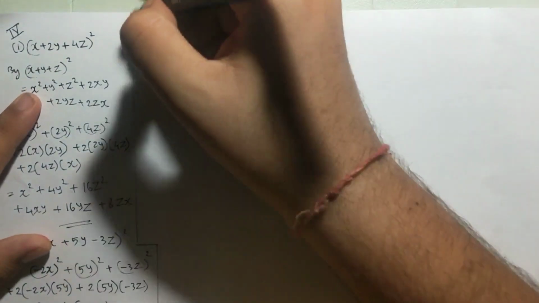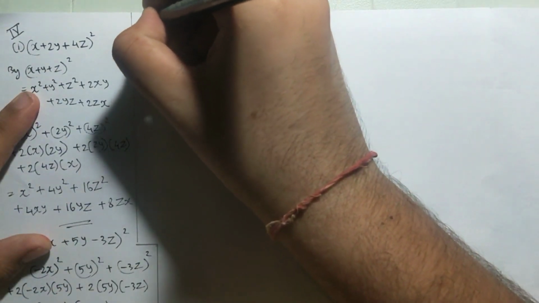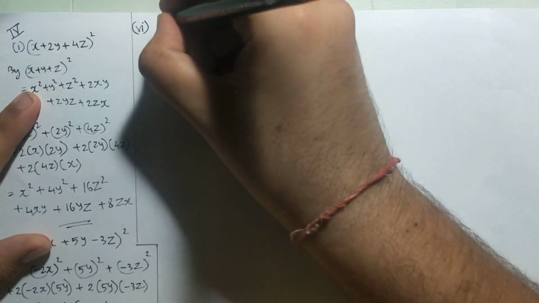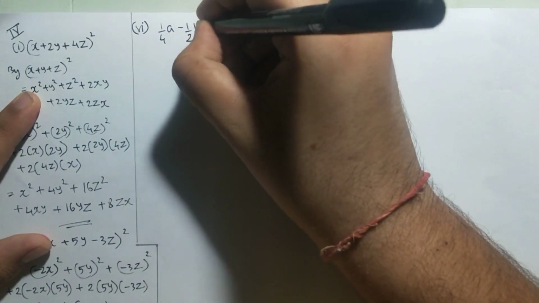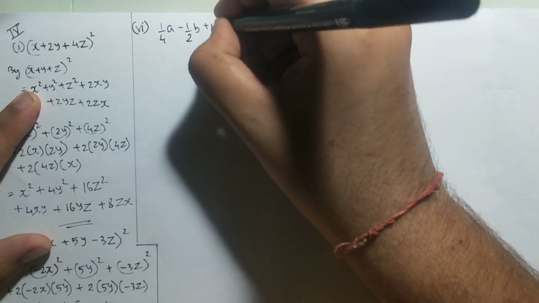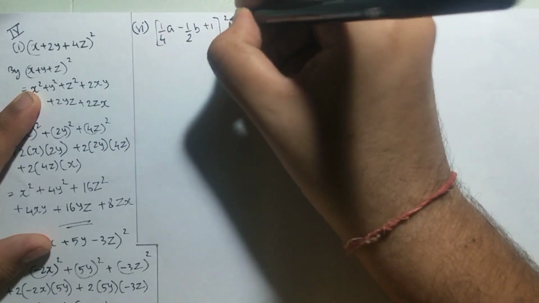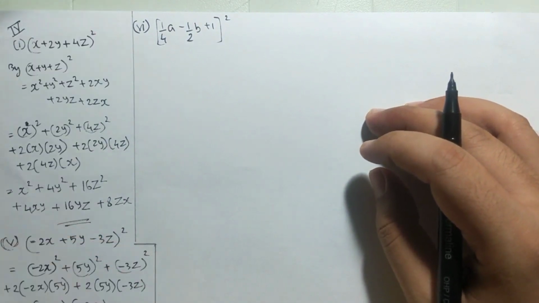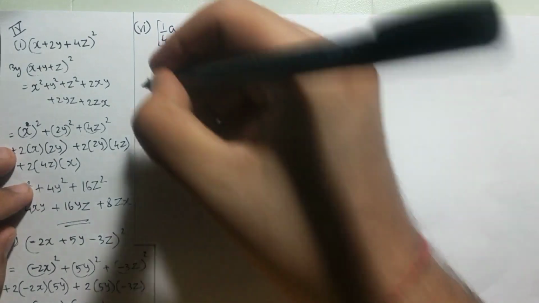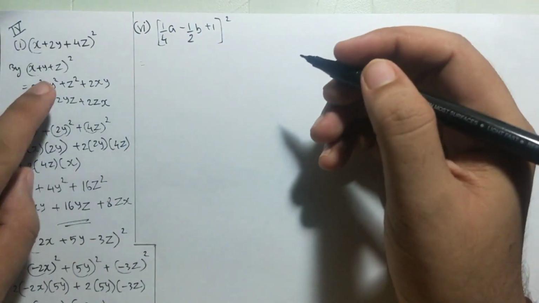Sixth question: 1/4a minus 1/2b plus 1 the whole square. Now there are two ways. You can directly start solving it or take LCM and then solve. I'll solve directly. I'm not writing the identity again. Same identity, x plus y plus z the whole square.